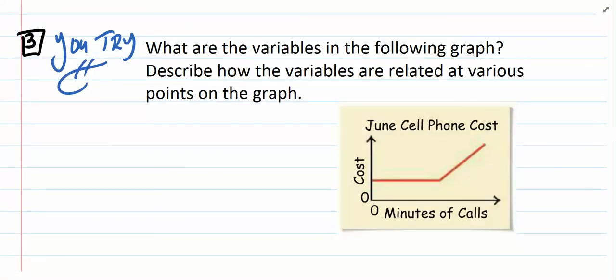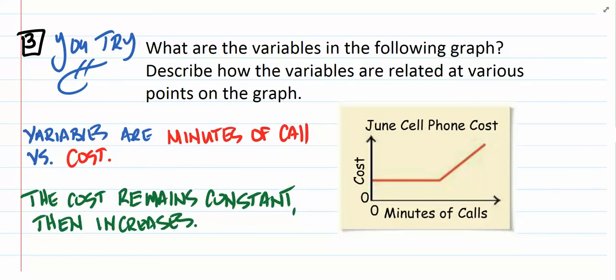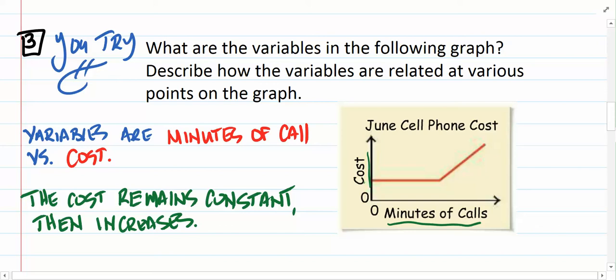Box number 3 is a you try. It says, what are the variables in the following graph? So you're going to answer that, and then describe how the variables are related at various points on the graph. Okay, I want everyone to sort of see the answer to this one. I'm pretty sure you got the variables right. You probably said minutes of the call to the cost, and those would be the two variables. And the description that I came up with was, well, I know that the cost of the call remains constant until a certain point, and then the cost of the call increases after that. So hopefully you wrote something like that.